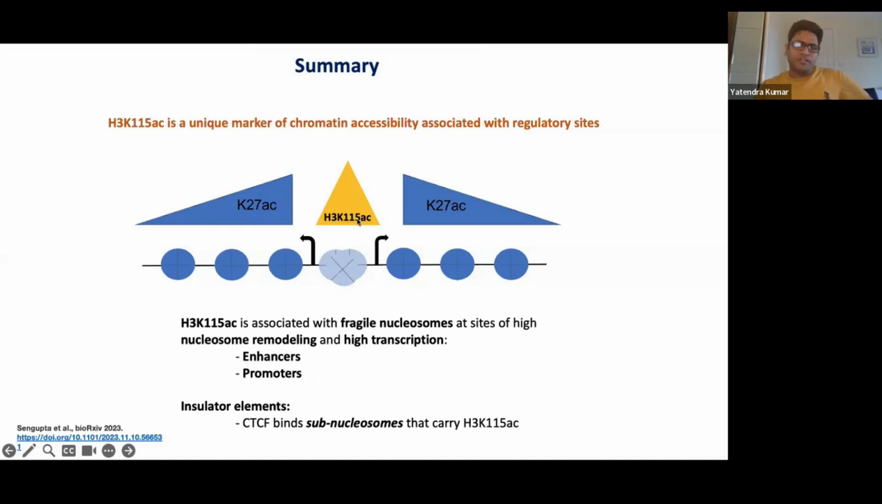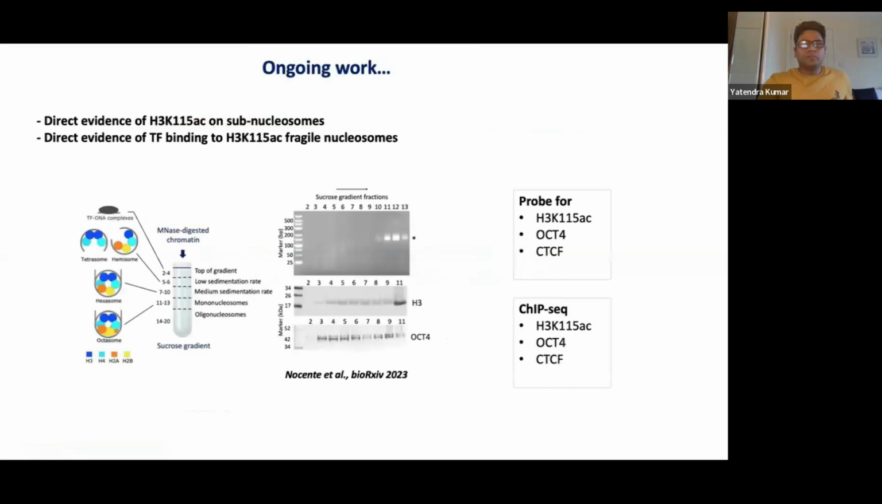This is true for transcription factor and CTCF sites, as well as promoters and enhancers. All this indicates that this mark could be creating those fragile nucleosomes to facilitate chromatin accessibility, factor binding, transcription, etc. So it might contribute big time to chromatin accessibility, which is a must for activating chromatin.